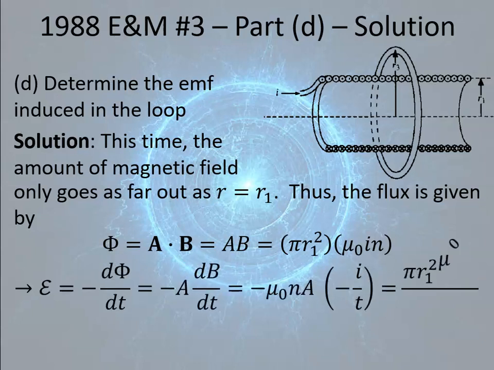So again, our Faraday's law, factoring out that area which doesn't change, but the magnetic field does change in accordance with the expression we had in part A. Just like in part B, this di dt is negative I over t, and we get our EMF as pi r1 squared mu naught n i over t. There were 2 points here, one for the Faraday's law statement with the plugging in of the correct expression, and 1 point for the final answer.